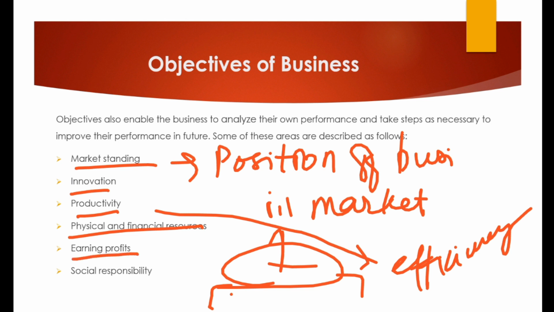Next is earning profit. As we discussed at the very first, profit is the main objective, the main motto why every business is undertaken. We can say profit is the blood of business. It is very obvious that every business, or whatever a person has invested, wants a return out of it, and that is only profit. So earning profit is also an objective of business.